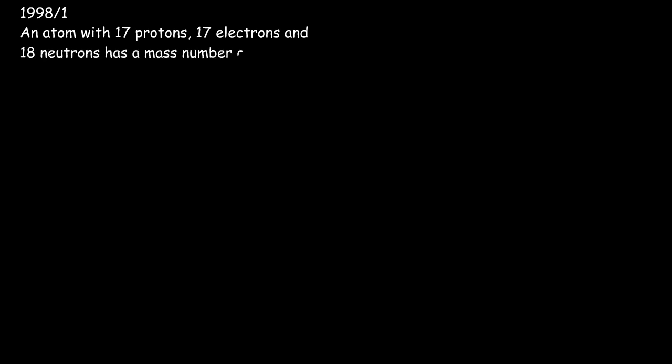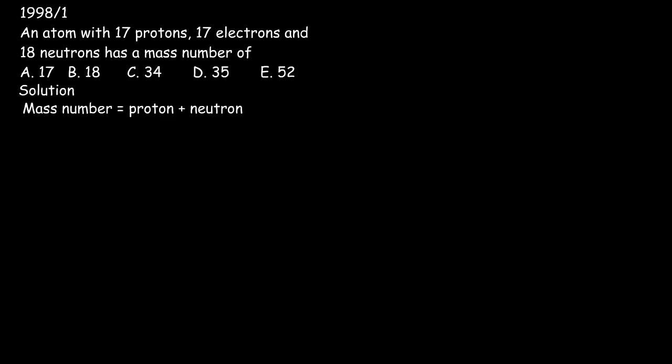We have another example from 1998, and it states that an atom with 17 protons, 17 electrons and 18 neutrons has a mass number of, and we're given the options. Now for our solution, mass number is equal to proton plus neutron. Our proton is 17 and our neutron is 18, so that will be 17 plus 18, which is equal to 35, and the correct option is D.